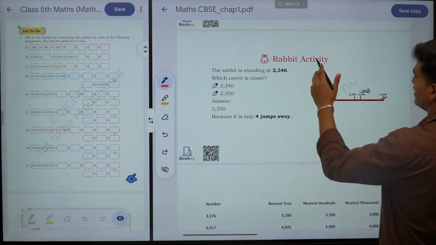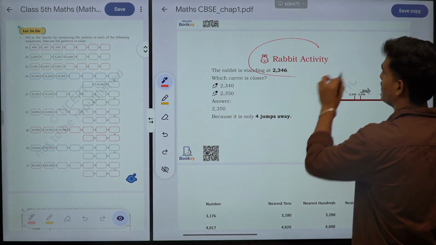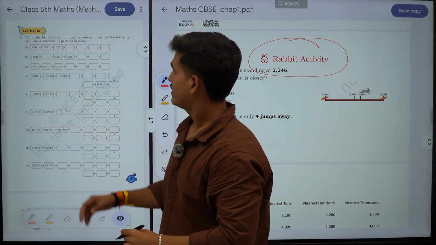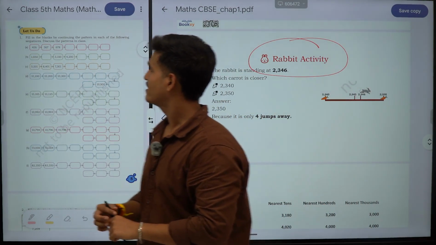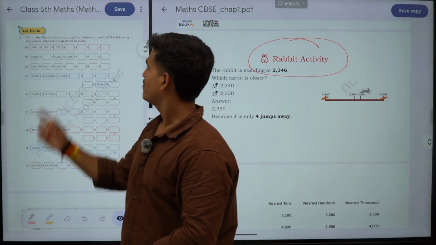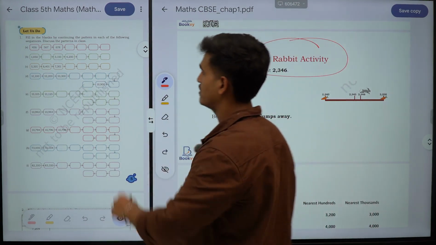Now we'll go with the rabbit habit. Rabbit activity. Okay, what is rabbit activity? But before going to this, we are coming here. In your textbook, they have written, let us do this. So, I am with you, so let us do this. Fill in the blanks by continuing the pattern of each of the following sequences, discuss the pattern in the class.